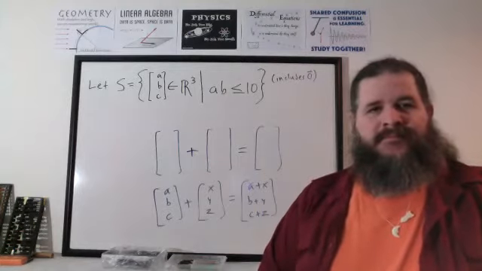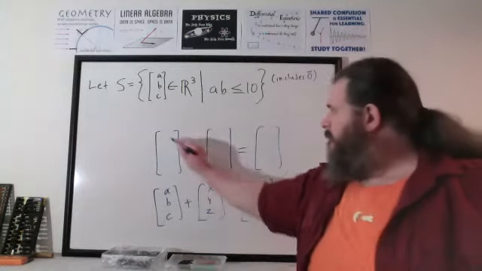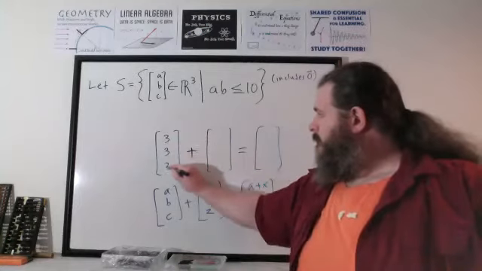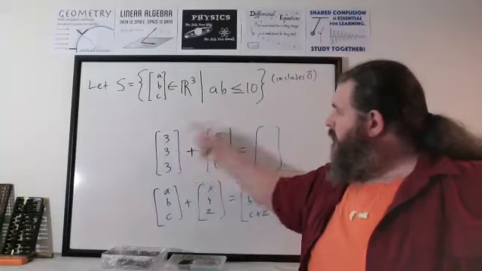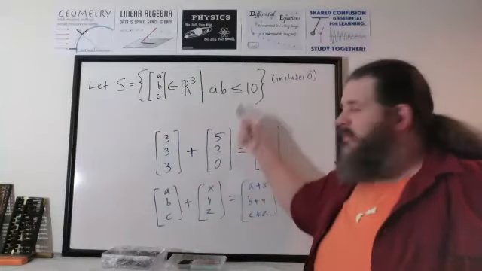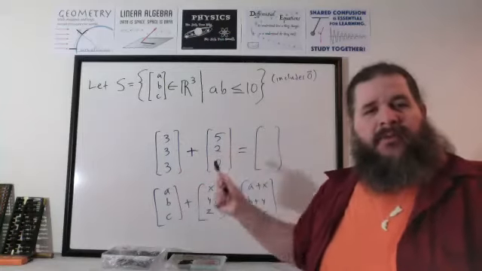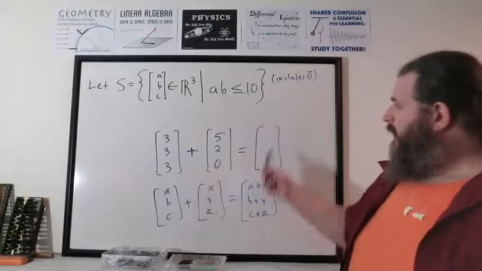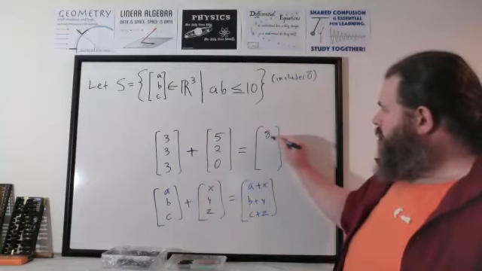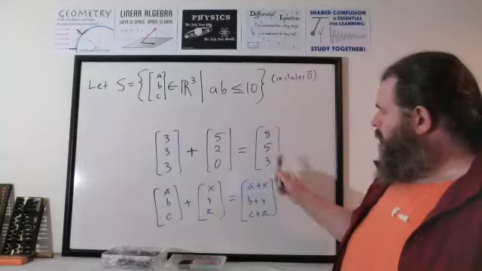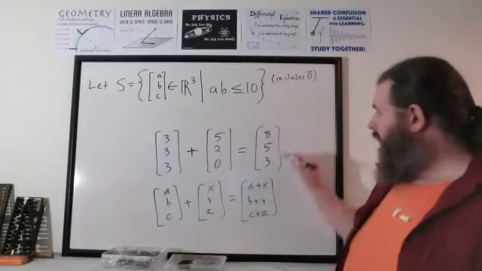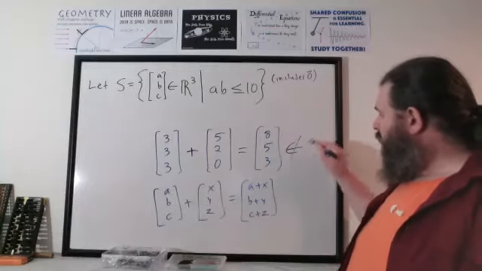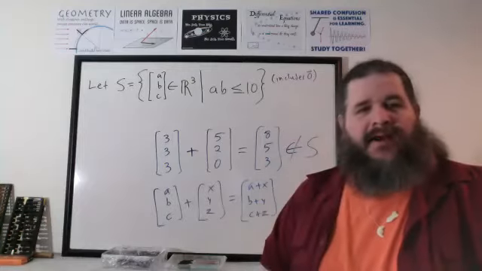Could do 333 and 520. Yeah, let's try that. Because 3 times 3 is less than or equal to 10, and 5 times 2 is less than or equal to 10. So these are both members of S. But if we add them up, the product of these numbers, 8 times 5, is not less than or equal to 10. So the result is not a member of S. That breaks closure under addition.